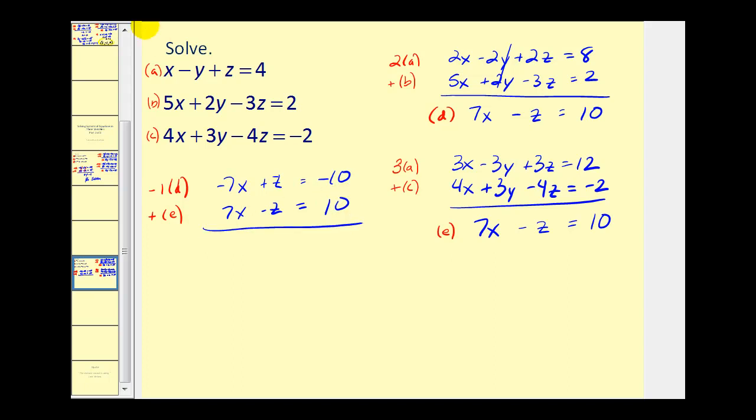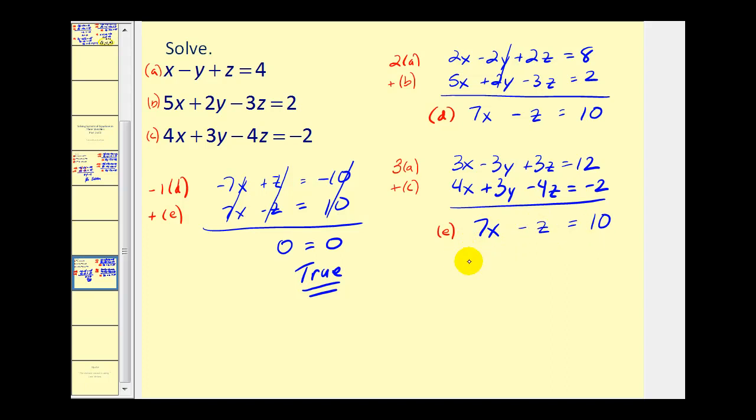If we add these equations together, notice that everything's eliminated. So we end up with 0 equals 0, which is true. This is an indication that there are an infinite number of solutions. So what we'll do now is express the relationship among x, y, and z to show there's an infinite number of solutions. To start off, we can take one of the equations with two variables, let's say equation E, and we'll solve this for z.